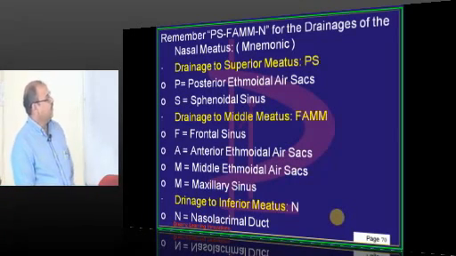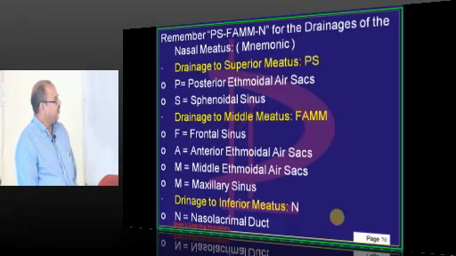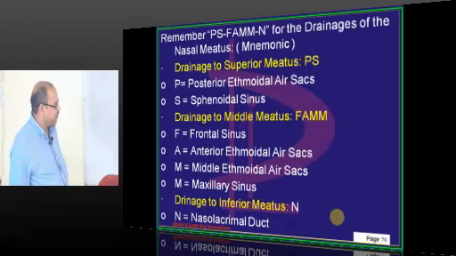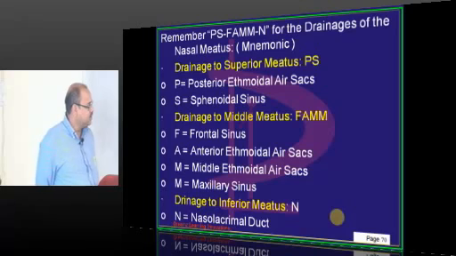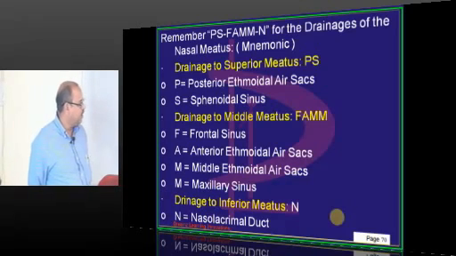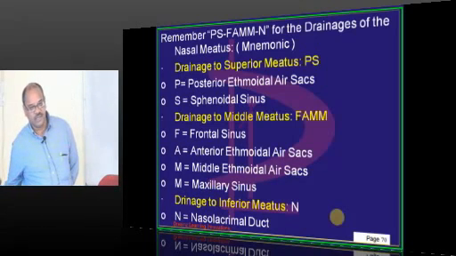The acronym, the mnemonic is there, PS famine, where the drainage of nasal meatus is seen. That is, posterior ethmoidal and sphenoidal sinus drain into superior meatus. Drainage into middle meatus is by frontal sinus, anterior ethmoidal, middle ethmoidal, maxillary sinus. Drainage into inferior meatus is nasolacrimal duct.